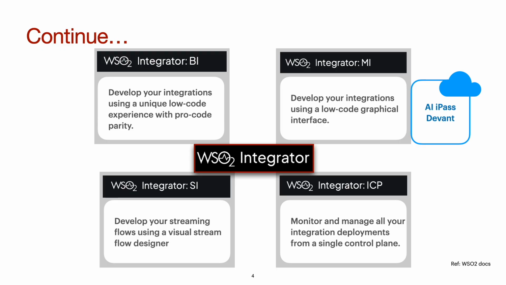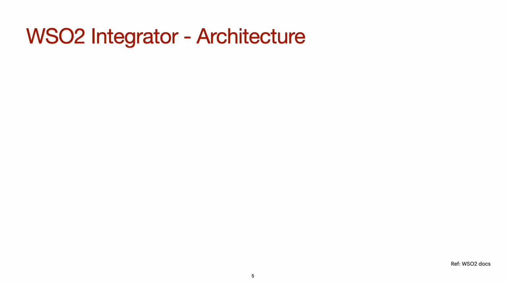WSO2 Integrator MI is again a 100% open source downloadable software that you can run anywhere. Devant already comes as a separate product, which is the AI iPaaS. Integrator SI, the streaming integrator, is again a 100% open source flow designer and stream processing engine with strong monitoring and analytics functions. The Integration Control Plane provides an enhanced experience for developers and administrators to easily manage and monitor deployments from a single control plane, streamlining operations and increasing efficiency.